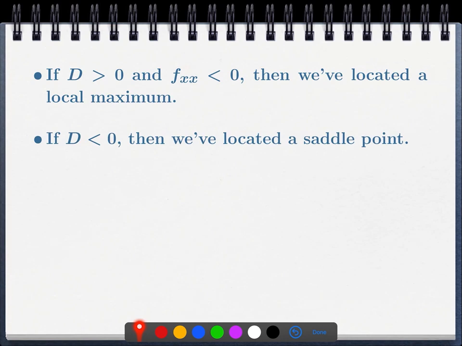So when D equals 0, again, that means that the teacher shouldn't have asked you that question. Anything can happen. It can be a local max, a local min, or a saddle point.